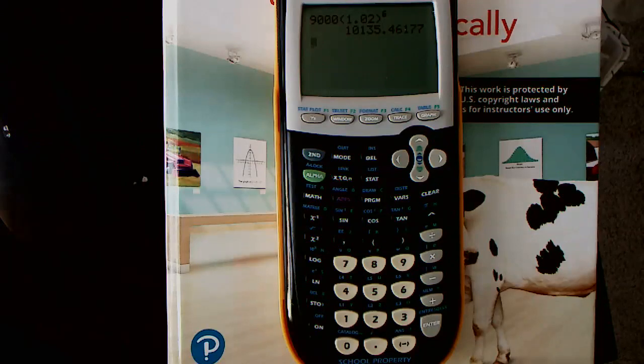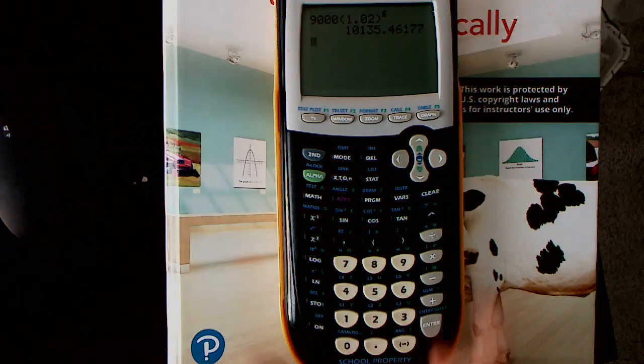Please write down this number, because we are going to use a different method to get this problem done. And I hope you grasp the second method. Grasping the second method will make your job in this chapter super easy. The second method is to use the TVM solver in this TI-84 calculator.